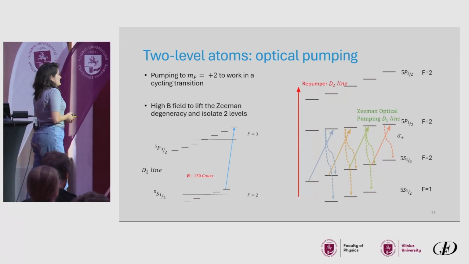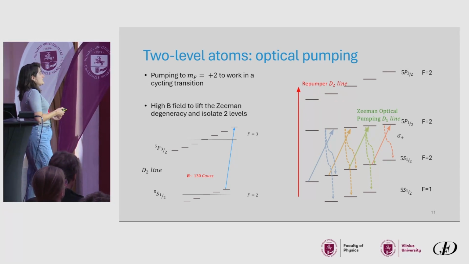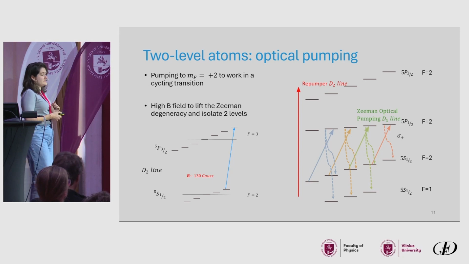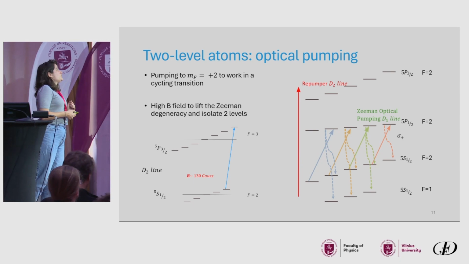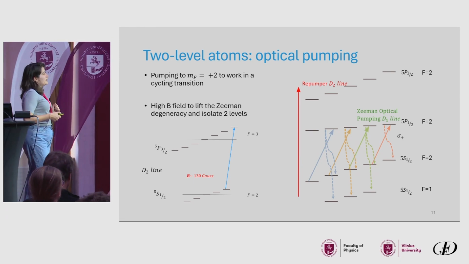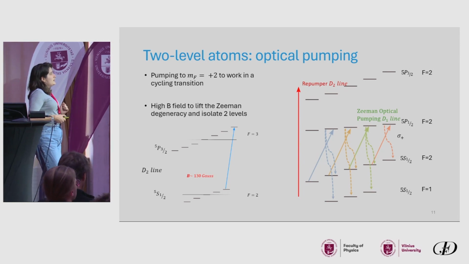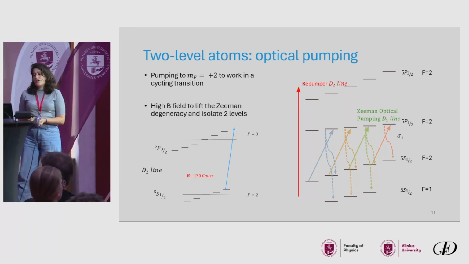So what we do is select a cycling transition, which is the one from the ground state F equal 2 to F equal 3, from the level mF plus 2 to plus 3. We isolate this transition by applying a strong, for our standards, magnetic field. And additionally, we try to pump all the atoms into this mF plus 2 ground state, so that we have most of them in this state and we can work in this 2-level system. So this is the framework.